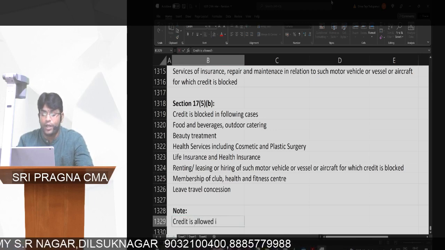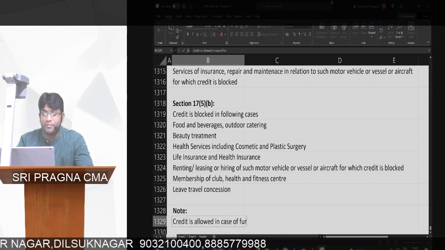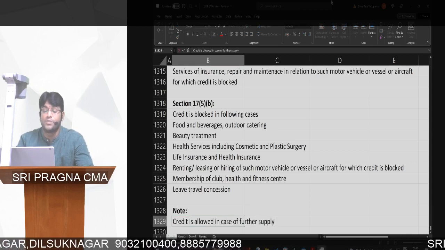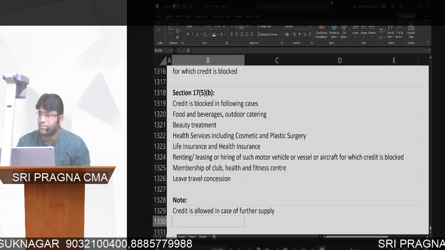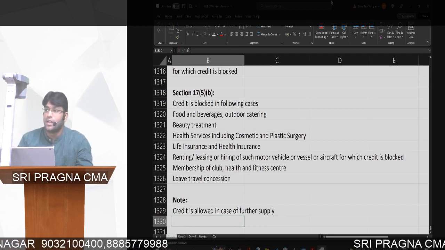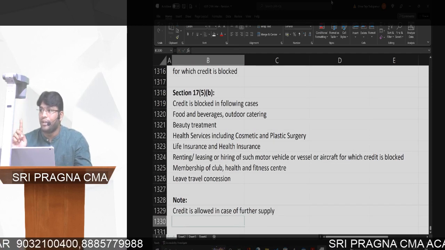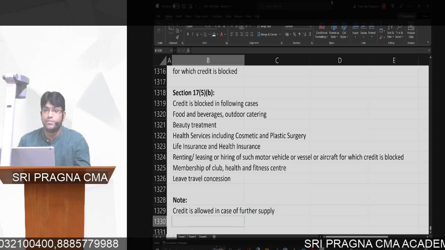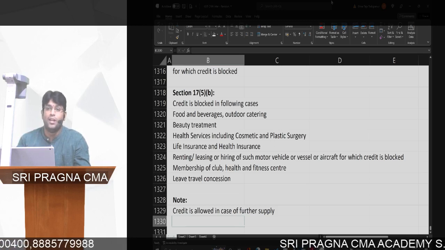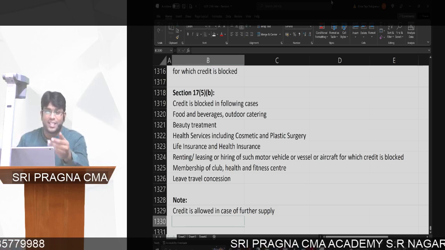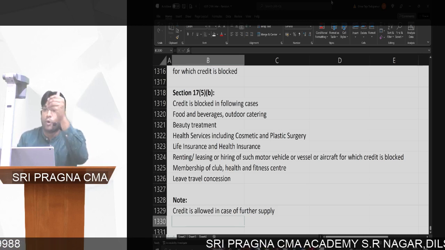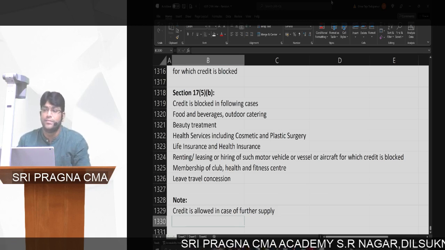Credit is allowed in case of further supply. That means what? I am buying food items to sell food items. Credit is allowed. I am buying bottles, selling bottles. Credit is allowed. Bottle means water bottle, cool drink bottle, not beer, wine or whiskey. Beer and whiskey is not covered because alcoholic liquor is outside GST. GST is a tax on supply of all goods or services or both except alcohol for human consumption.